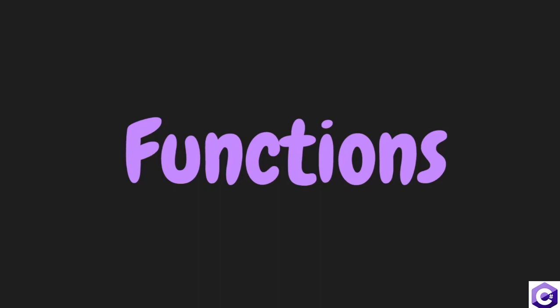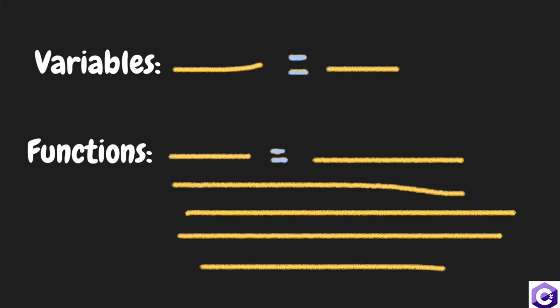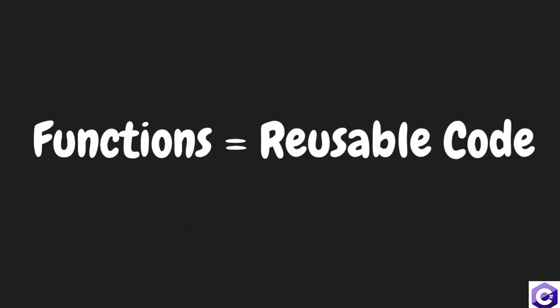Let's learn all about functions in C#. So like usual, let's start off by asking ourselves what are functions and why do we use them? You can think of a function like a variable, but instead of just holding a single value like the string hello or the number 7, functions will contain lines of code. So functions are just reusable bits of code. Just like loops, they will enable us to make our code DRY.